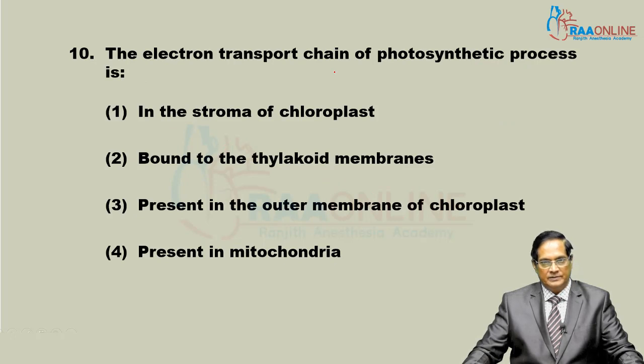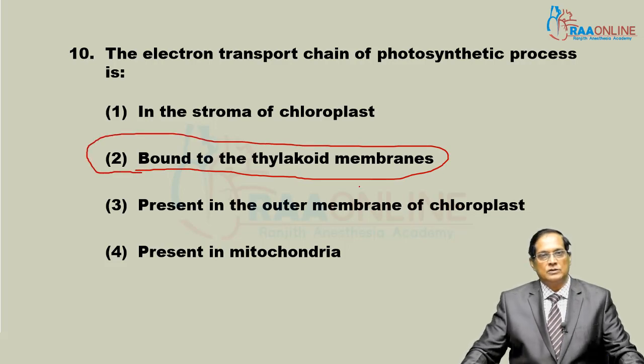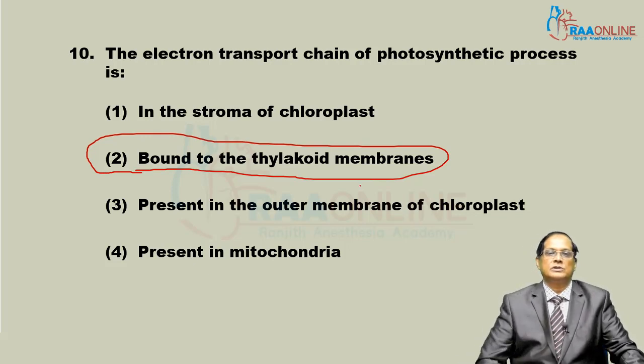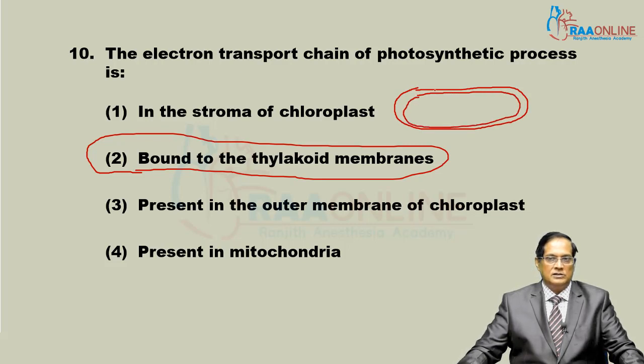Electron transport chain. It is also located on the thylakoid membrane. The location of the electron transport chain is the thylakoid membrane. ETS is located in the membrane. It is also found in the mitochondria, but it is associated with the mitochondrial inner membrane, whereas in chloroplast, this ETS is located on the membrane of the thylakoid. This is the thylakoid and this is its membrane. This electron transport system is concerned with the membrane of the thylakoid.